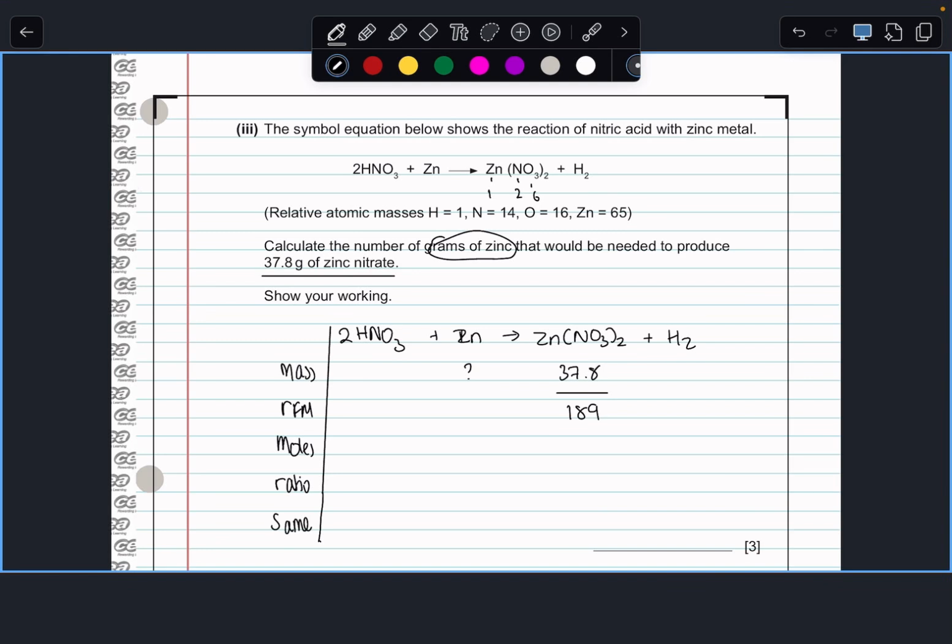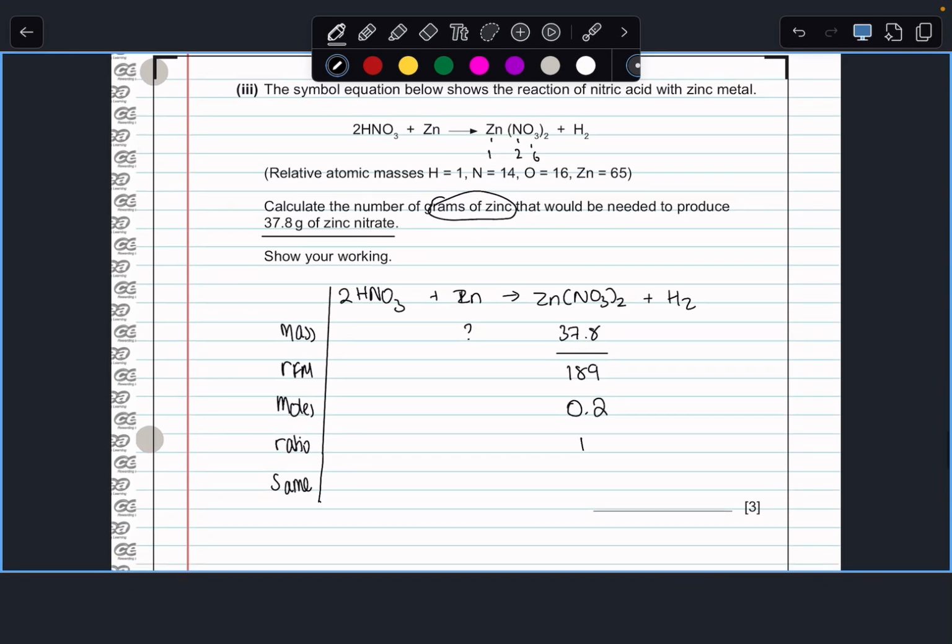Divide them together, because going down the way you divide, gives you 0.2. The ratio here is 1 because there's no balancing number in front, so 0.2 stays the same. Then you put the same moles across, 0.2, ratio again is 1, so that means there's 0.2 moles. Get your RFM number, going up the way you multiply, so 0.2 times 65. When you put that in your calculator, you end up getting 13 grams.